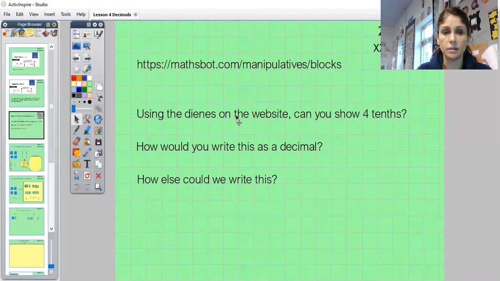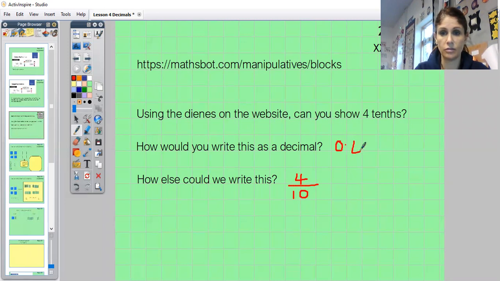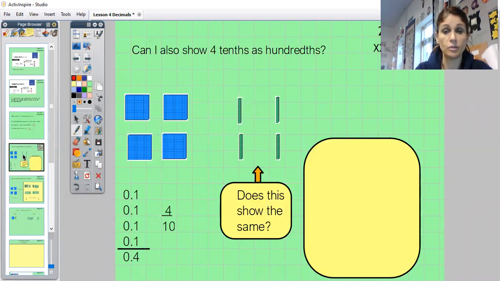Right, okay, so hopefully you've had a go at using the Dienes on the website. So thinking about showing 4/10, 0.4. You're thinking about how you'd write this as a decimal, 0.4. And we can also show this as 4/10. So it would look like this, wouldn't it? 4/10, or 0.4. Right, okay. So let's look at it in a bit more detail. Some of you will have got this and you can move on. If you haven't understood it, keep listening. If you've got it, move on to your guided practice. If you haven't, keep listening.